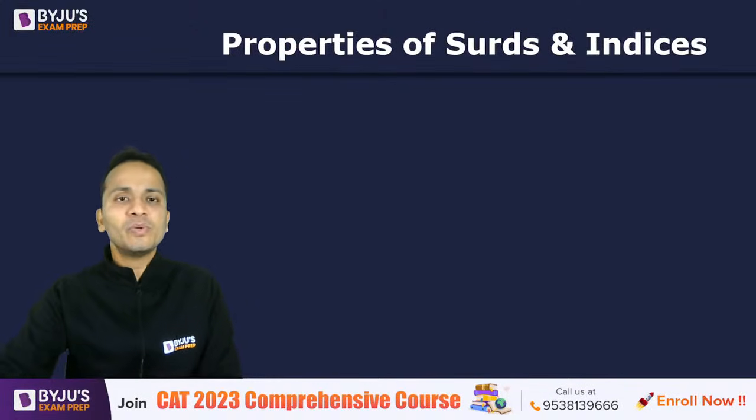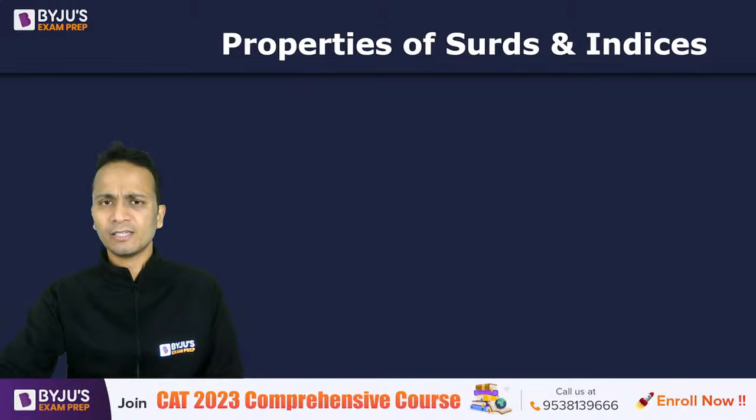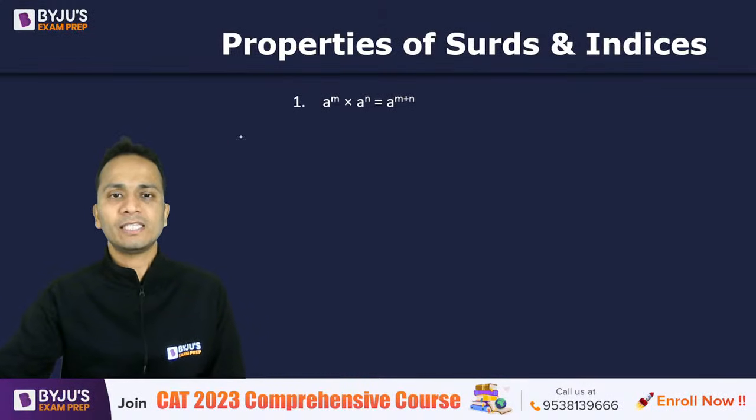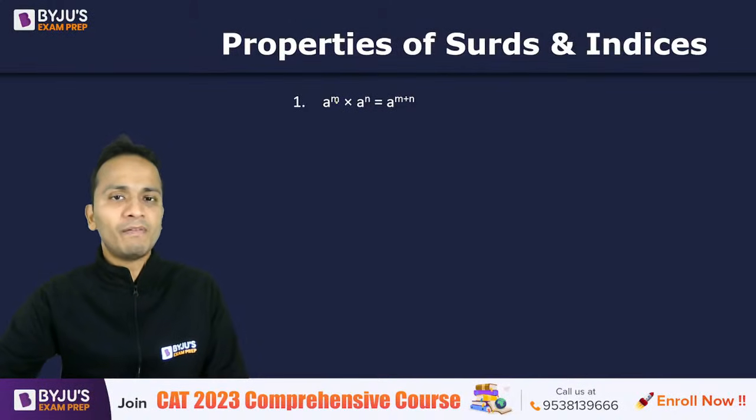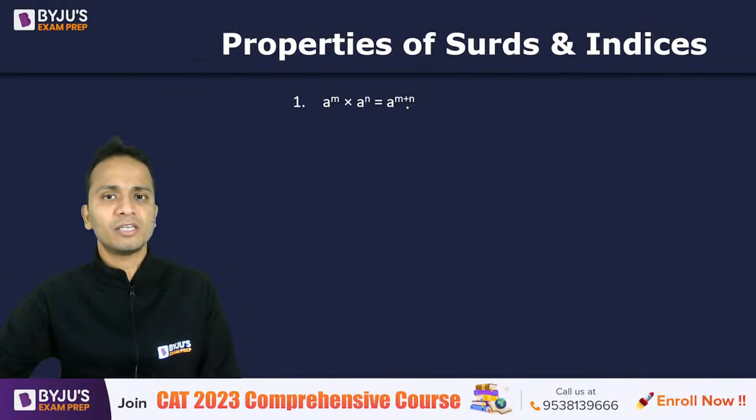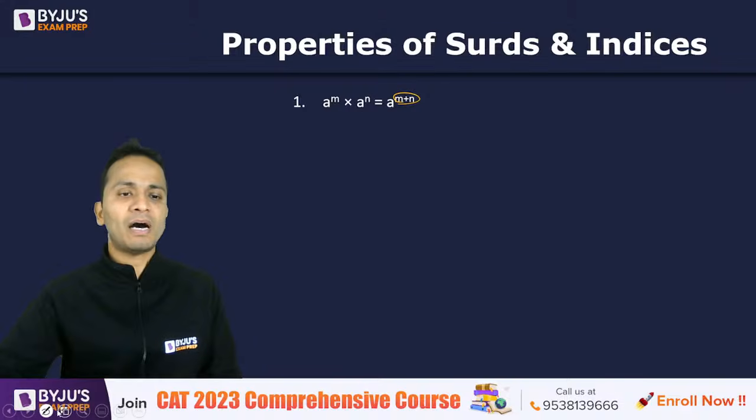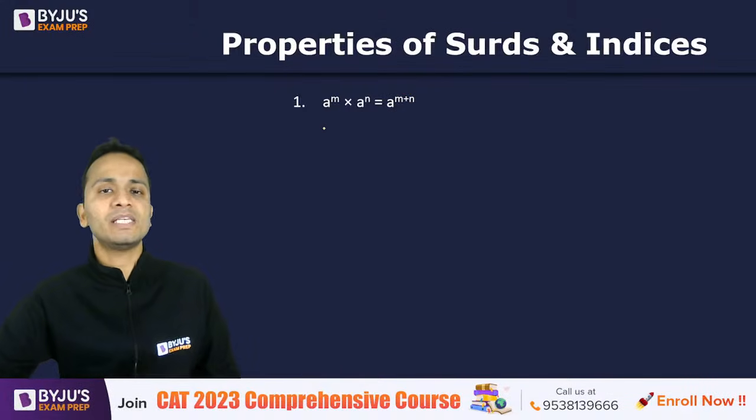Now let's start with the properties of surds and indices. The first and very basic property is a raised to the power m multiplied by a raised to the power n. Whenever bases are getting multiplied and they are the same, the powers will be added in the result and the base is kept the same.